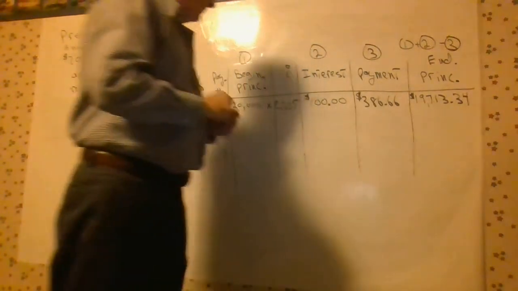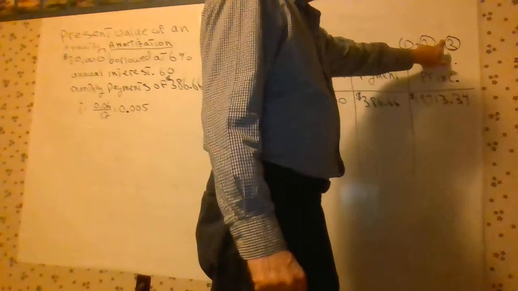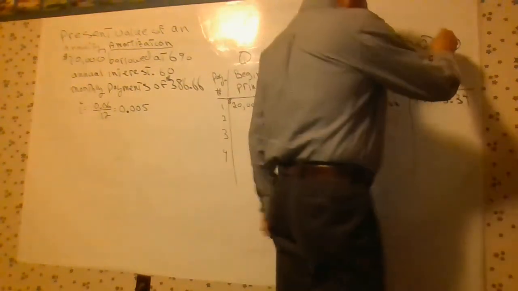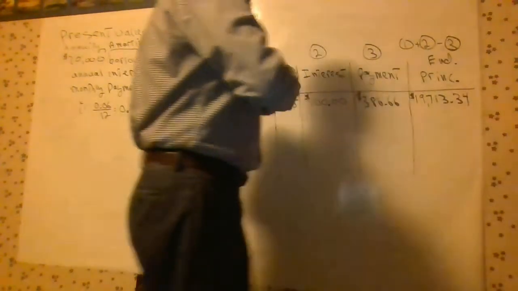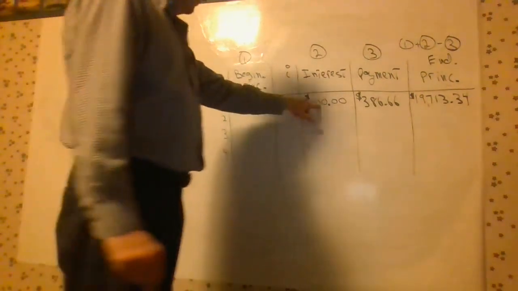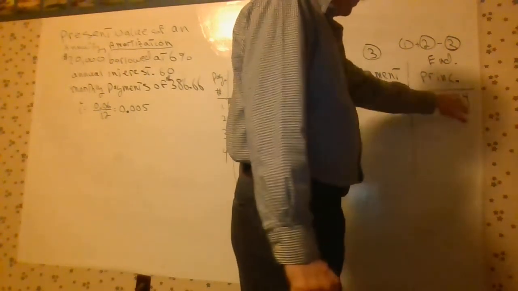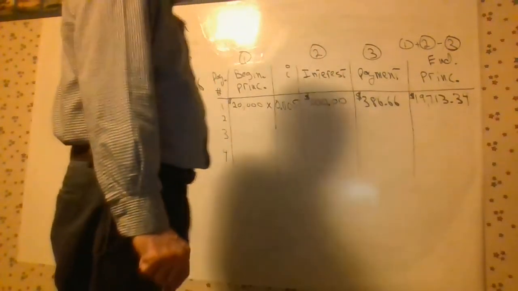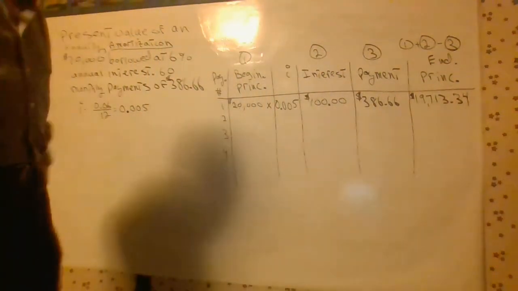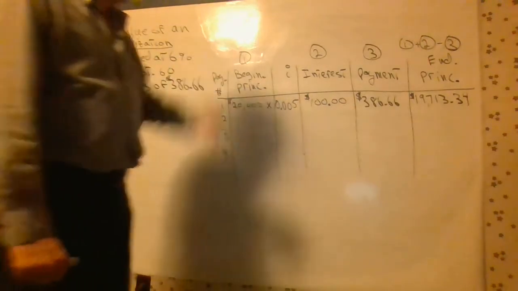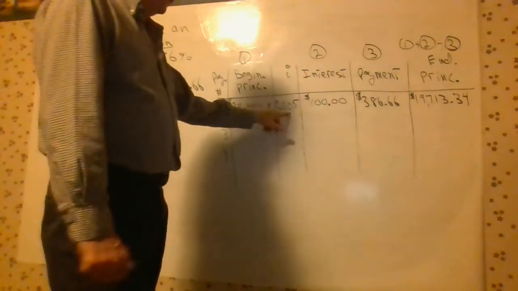Yeah, it kind of makes sense. The interest is added to the account and the payment is subtracted from the account. It's really that simple. So 20,000 plus 100 is 20,100. Take away 386.66, it gives you 19,713.34. You charge interest only for the month, and that's why you use the monthly interest rate.